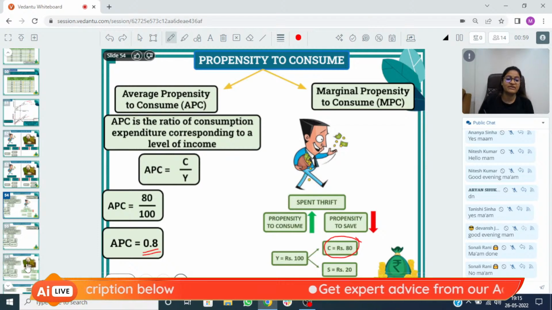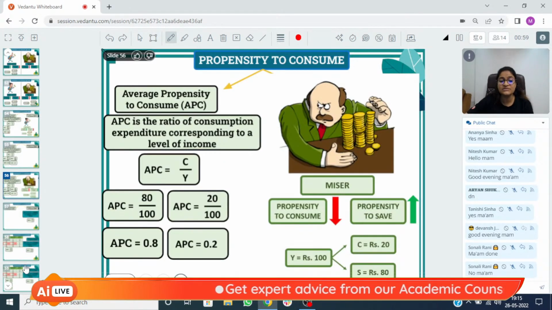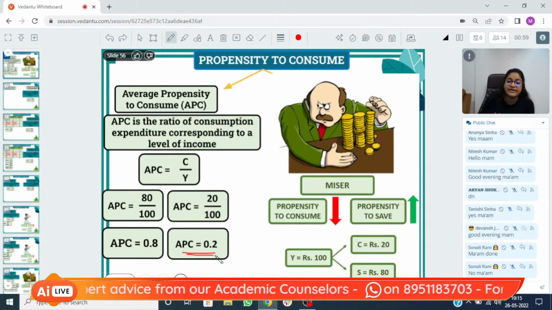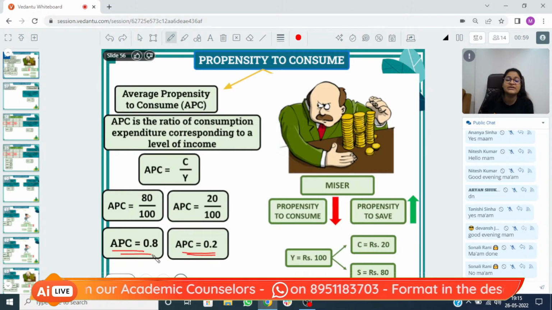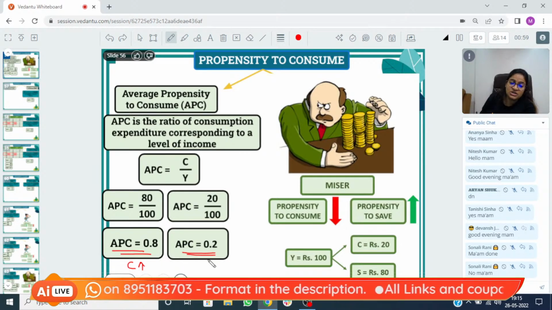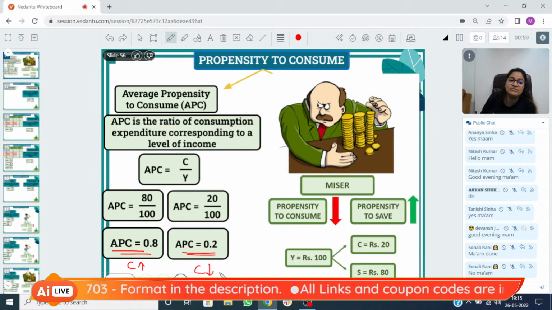At the same time, when we talk about a miser, the propensity to consume will be less. For a spendthrift, APC will be 0.8. This shows that he will consume more. This shows that a miser will consume less.